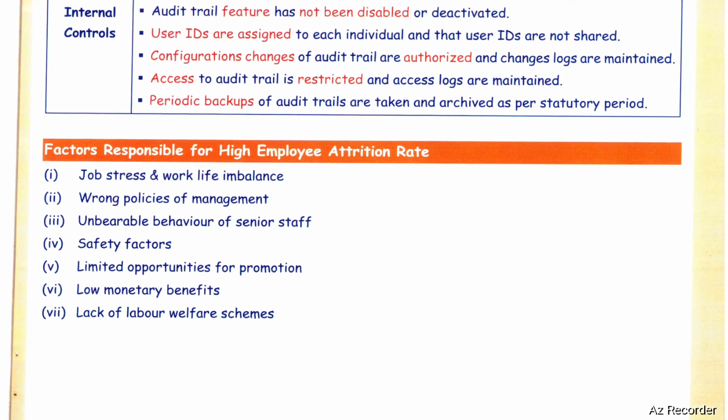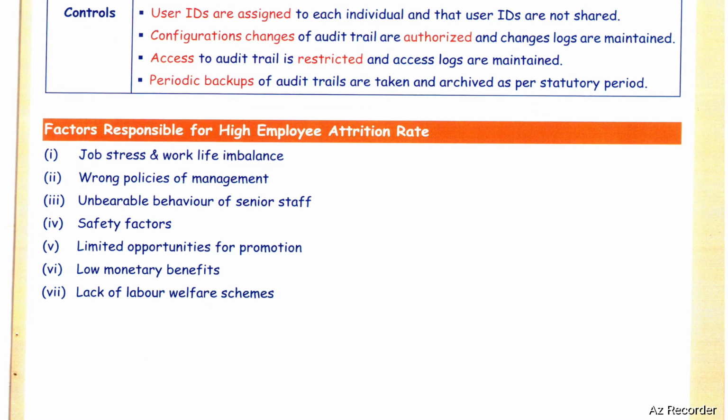Factors responsible for high employee attrition rate. The following are the factors responsible for high employee attrition rate: job stress and work-life imbalance, wrong policies of management, unbearable behavior of senior staff, safety factors, limited opportunities for promotion, low monetary benefits, lack of labor welfare schemes.